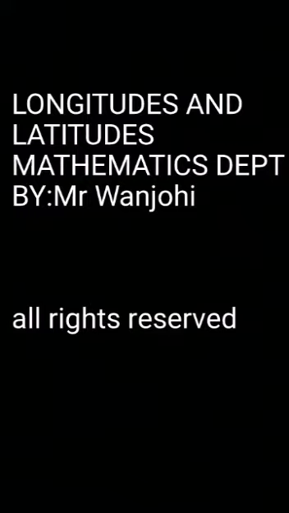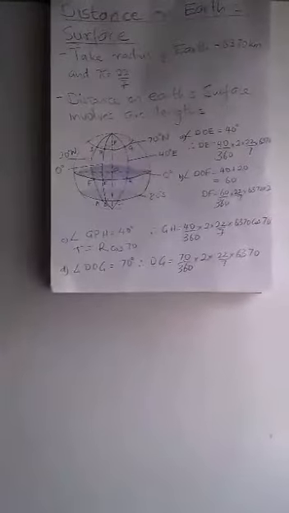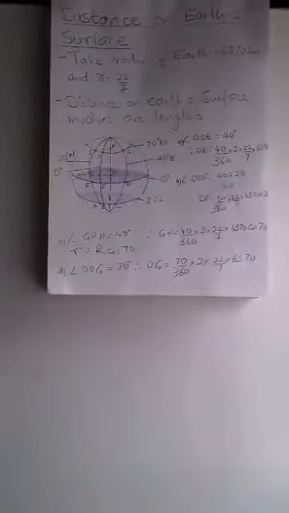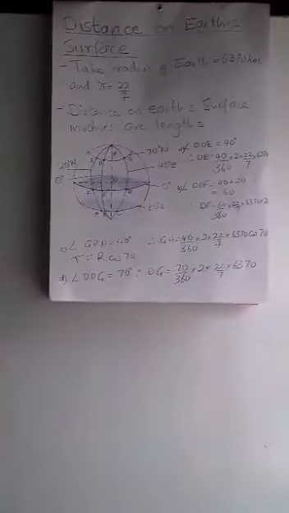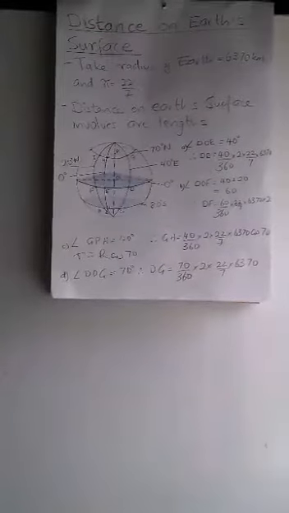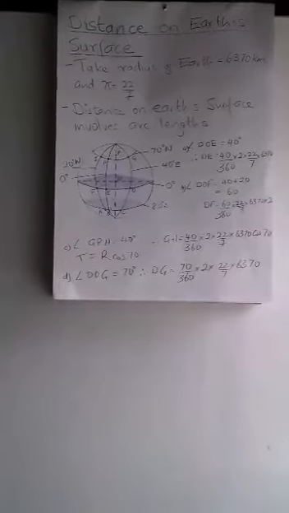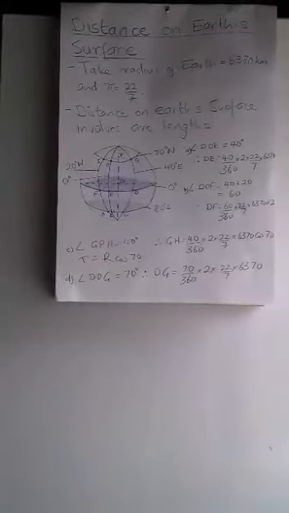Welcome back to our topic on longitude and latitude, and in this lesson we look at the distance on the Earth's surface. The radius of the Earth is taken to be 6,370 kilometers, and pi will be taken as 22/7 unless otherwise advised. Now, the distance on the Earth's surface involves arc length, which we have already covered in the previous lessons. And it also involves the angle subtended by the arc at the center of a given circle.